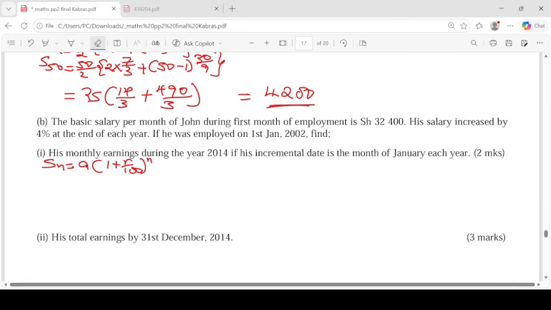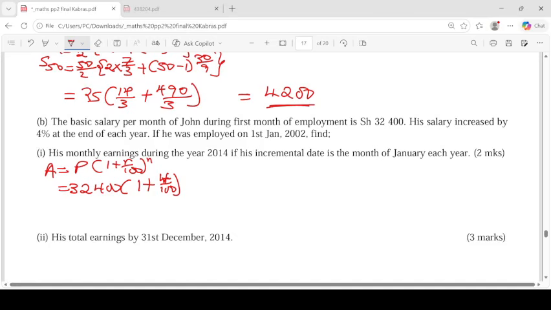Yes, we are going to use that formula. In fact, let me have the correct formula here to use, which is the amount. A is equals to P into 1 plus R over 100 power n. So the first salary here is 32,400 into 1 plus R, which is 4 over 100, to the power of n.